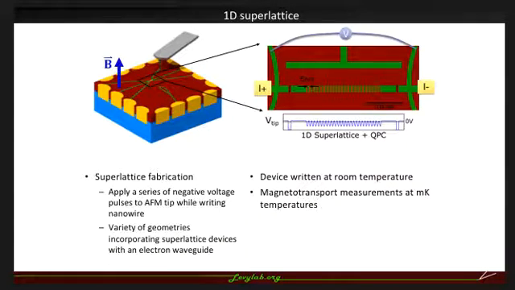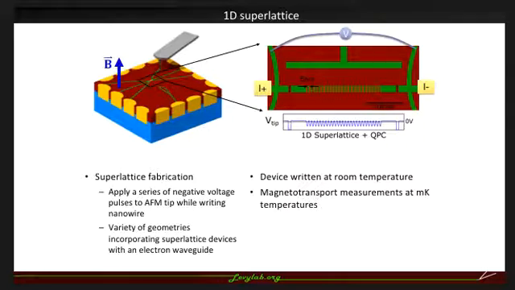So now let me try and describe the devices that we've been creating. They're one-dimensional superlattice devices. They're created by using the AFM tip. So we write a nanowire at the interface and then use the AFM tip to, as we're moving across this wire, apply a series of negative voltage pulses to the tip. And so this creates a series of barriers in the wire, or a one-dimensional chain of conducting islands at this interface. And this is incorporated with an electron waveguide in order to probe the device with very clean transport.